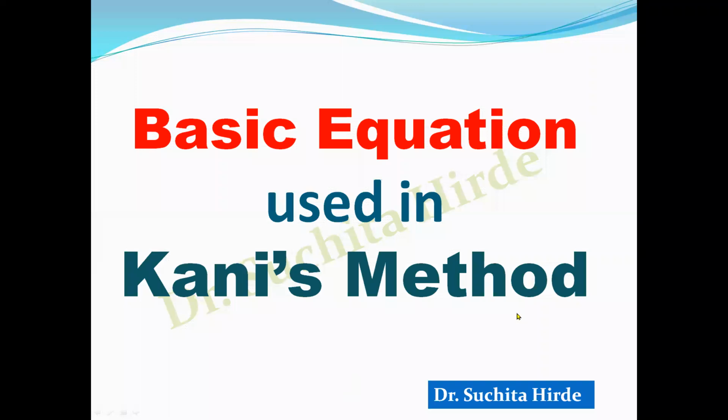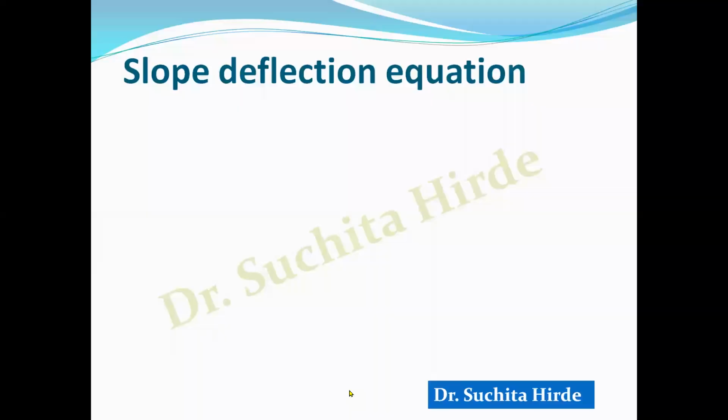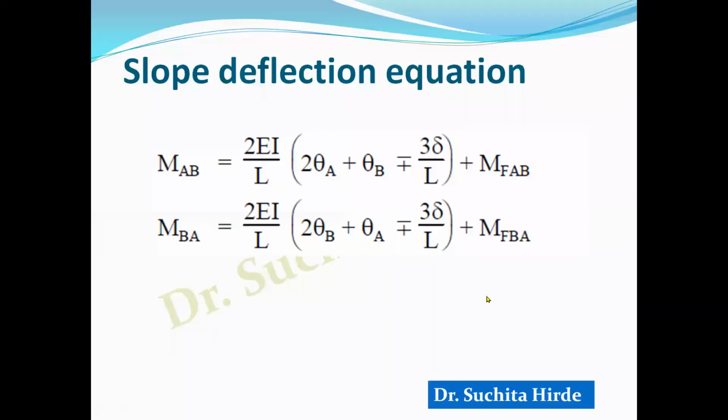Now we will see the basic equation used in Kani's method and how it is derived from the slope deflection equation. For any member, we write the slope deflection equation like this. That means MAB, the final moment at A whose far end is B, is equal to 2EI by L times (2 theta A plus theta B minus 3 delta upon L) plus MFAB. Minus sign we use when there is sway towards right and plus when towards left.